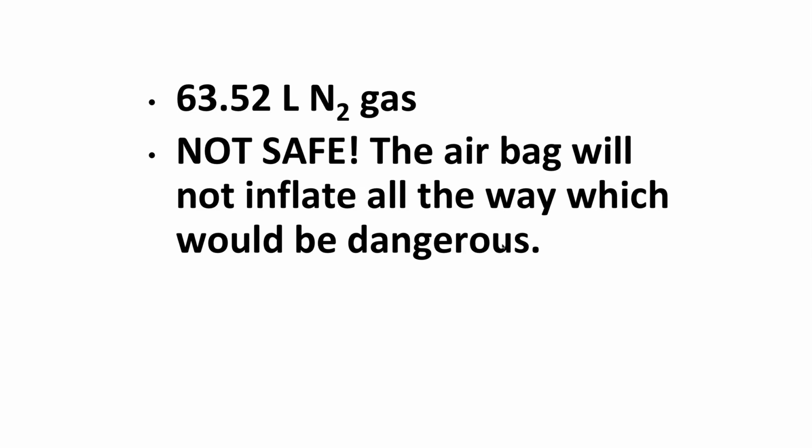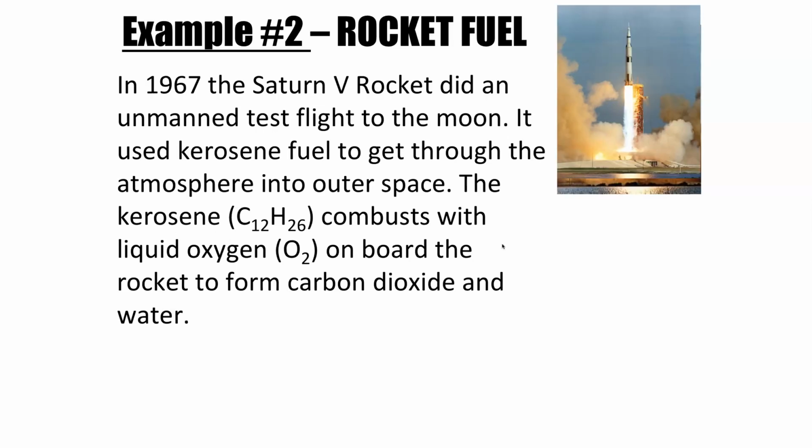All righty then. Let's look at example number 2, rocket fuel. In 1967, the Saturn V rocket did an unmanned test flight to the moon. It used kerosene fuel to get through the atmosphere into outer space. The kerosene, its formula C12H26, combusts with liquid oxygen on board the rocket to form carbon dioxide and water.